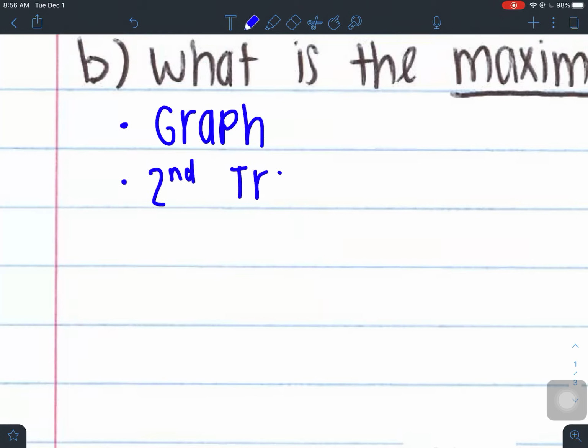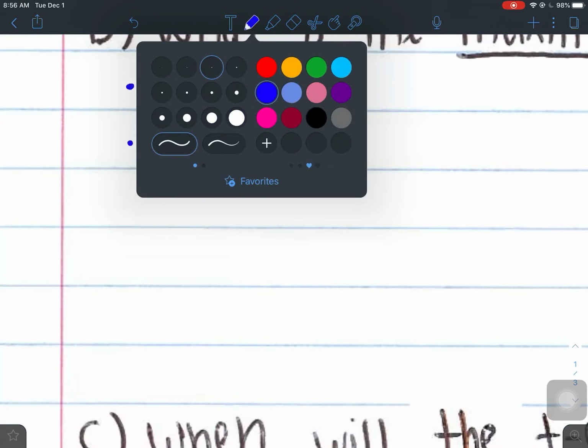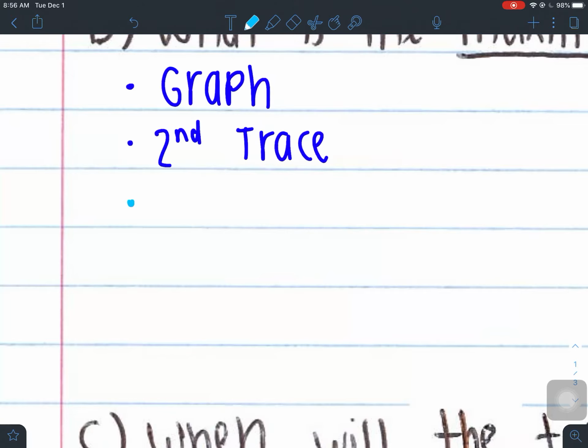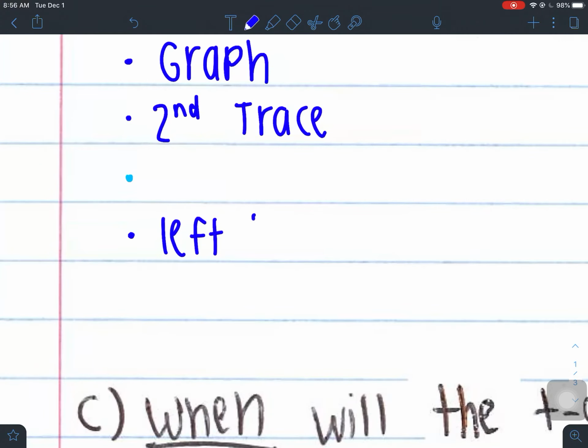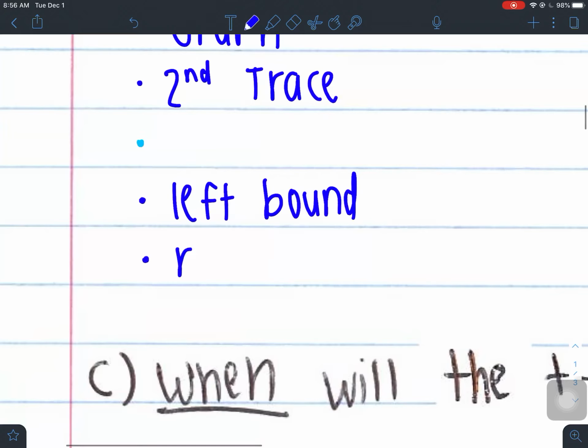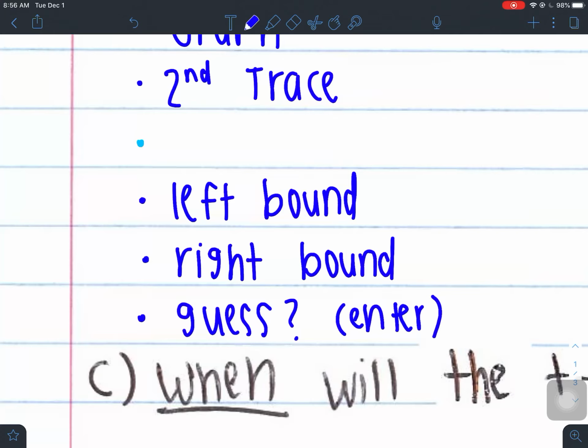So don't do anything yet. Just go ahead and write down the steps. Do second trace. And then the third step is an important step because that's where you're actually going to type in what you want to find. So I'll skip that for now. And then it's going to ask you for your left bound, your right bound, and then it's going to ask you to guess. Remember, when you're asked to guess, just hit enter. You don't want to actually type in a number. So you're just going to press enter there.